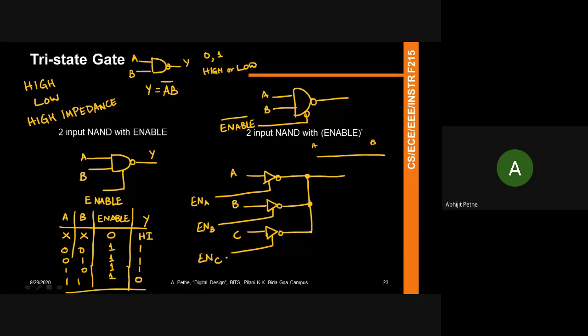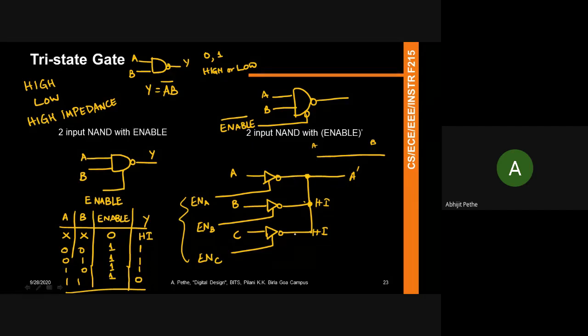So if you can ensure that at any point of time only one of enable A, B, or C is going to be high, and if I design my circuit in that way, then only one of these gates will work, right? And when something is high impedance, for example, if enable A is high and B and C are low, then this becomes a high impedance output, and this becomes a high impedance output. And so what's left is just A prime here. Similarly, if enable B goes high and A and C go down, then B prime will come onto this bus.